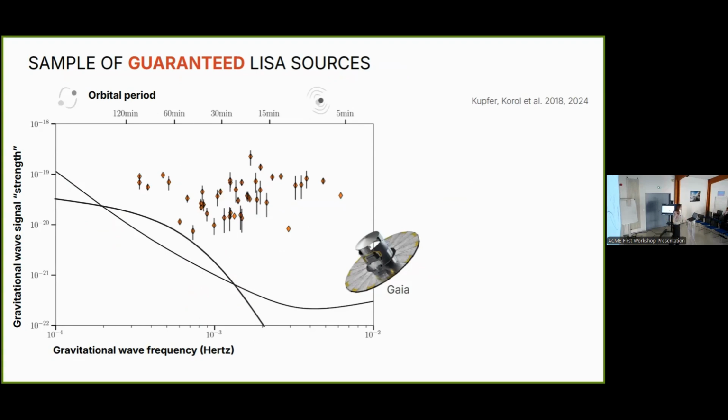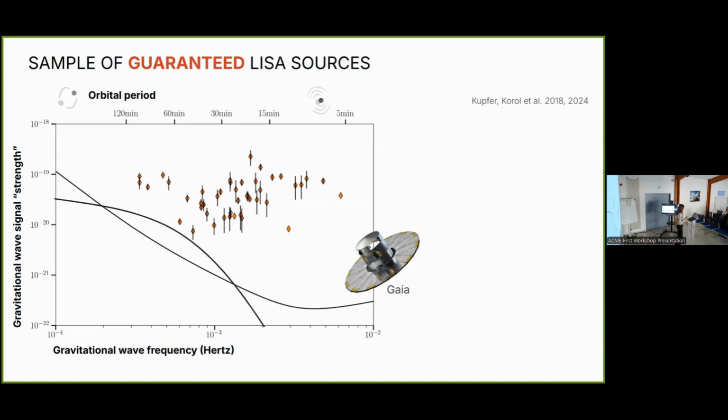And finally, let me also mention that the points that I showed before are theoretical predictions, but we know some binaries that exist in this regime. We have already discovered them with electromagnetic observations, and these are the points that I'm showing you here. And I'm showing you Gaia here again, because thanks to Gaia, which provided us distances to these binaries with the second data release, we were able to put error bars on their amplitude of gravitational wave signals.